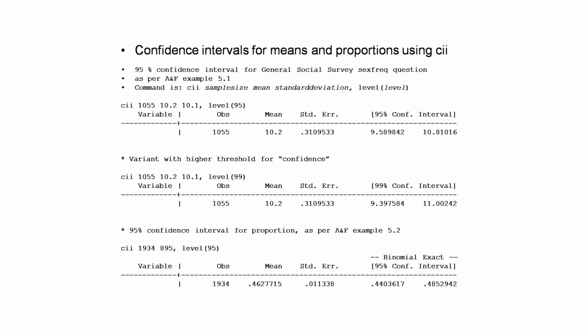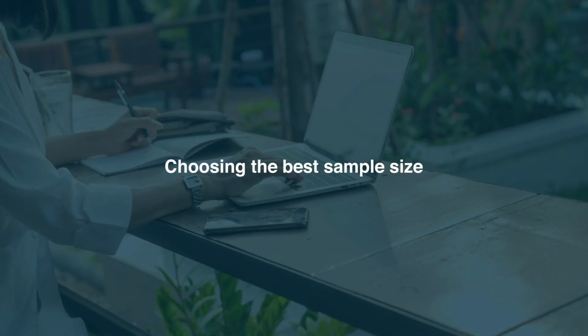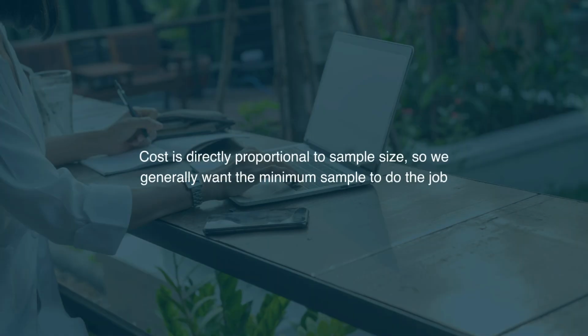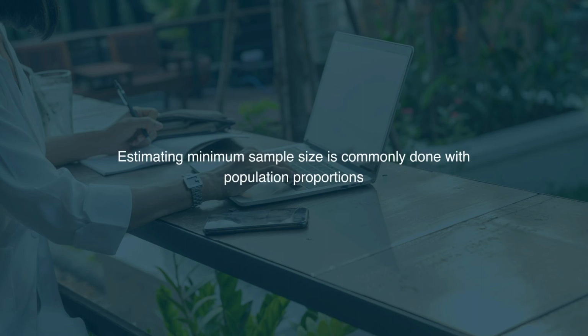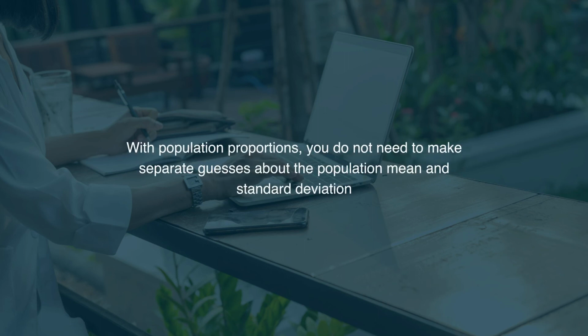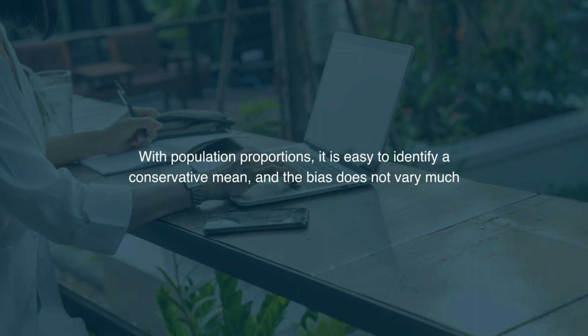So now, how to choose the best sample size? Cost is directly proportional to sample size, so if your sample size is larger, more cost is going to be involved. So we generally want the minimum sample to do the job. Estimating minimum sample size is commonly done with population proportions. With population proportion, you do not need to make separate guesses about the population mean and standard deviation. With population proportion, it is easy to identify a conservative mean and the bias does not vary much.